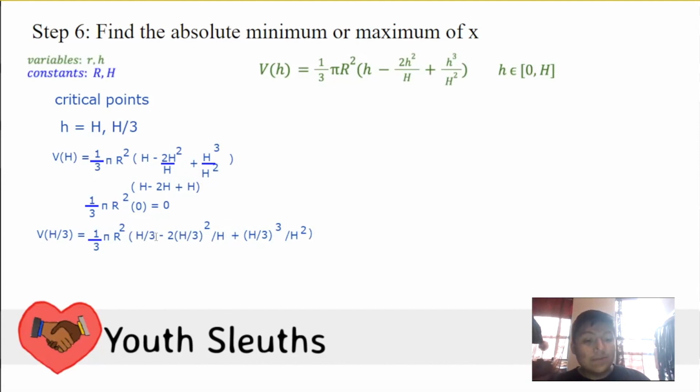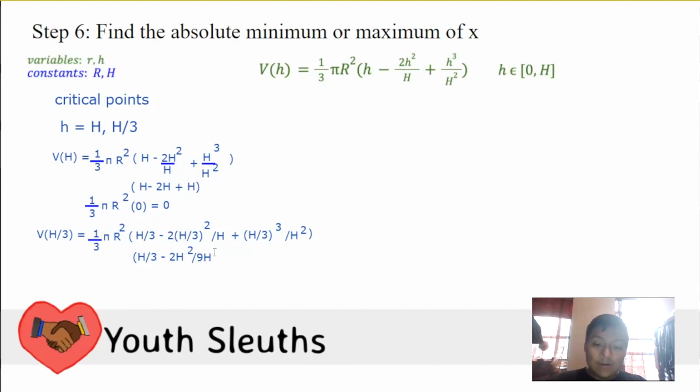So now we begin simplifying. Inside the parentheses, the big H over 3 stays the same. Now for big H over 3 squared, that would be big H squared over 9, and then we multiply that by 2, so we have 2 big H squared, and we're dividing 9h.